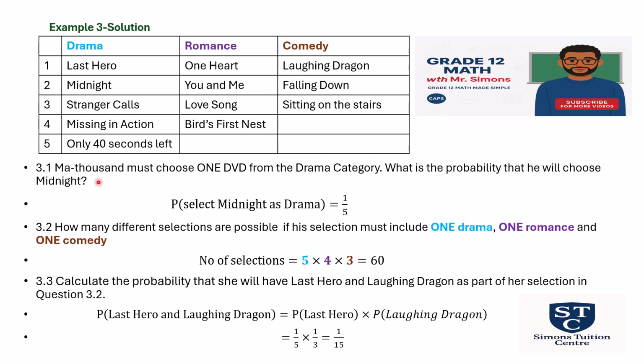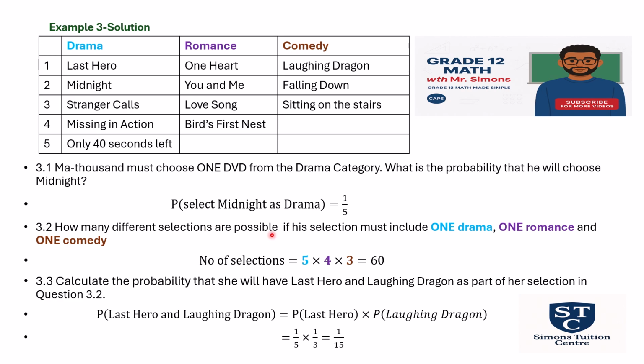Right, so 1000 must choose one DVD from the drama category. The probability that you choose Midnight. So Midnight is one movie out of 5 possible movies. So if you had to choose Midnight, the probability would be 1 over 5. So the probability of selecting Midnight as drama would be 1 over 5.